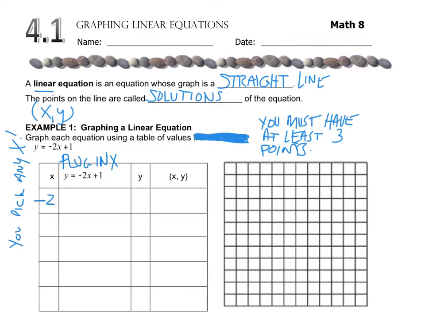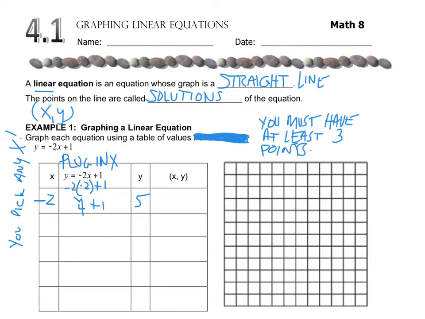So let's say I want to plug in -2. So the second column here says I'm basically going to replace the x with a -2. So that's what that means to plug in. I've replaced x with a -2. Now I would just follow order of operations. So -2 times -2 is 4, and then I add 1. So 4 plus 1 is 5, which means when -2 went into my equation, y was a 5.